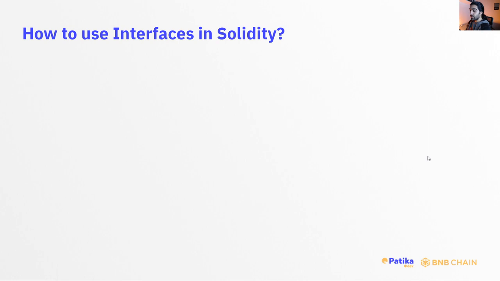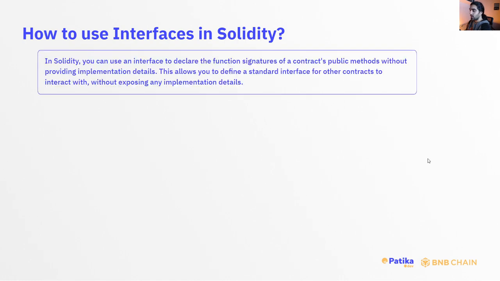So how to use interfaces in Solidity. Let us have a basic code example here just to show you how you can use it. You can use an interface to declare the function signatures of a contract's public methods without providing implementation details. Okay, this allows you to define a standard interface for other contracts to interact with without exposing any implementation details.